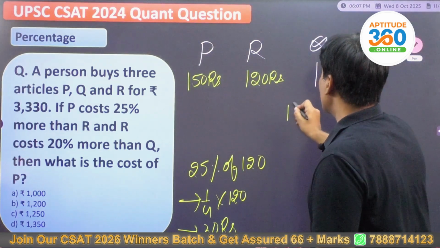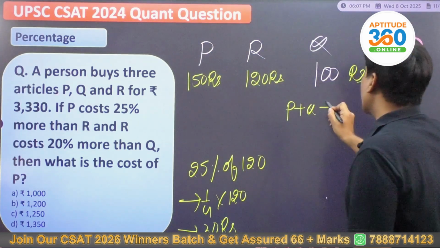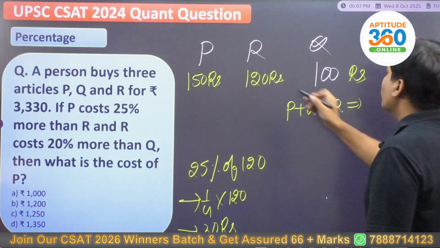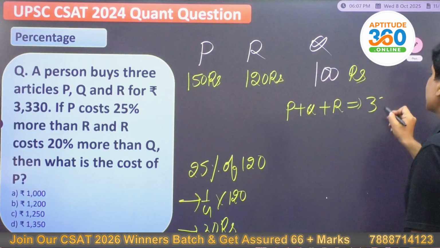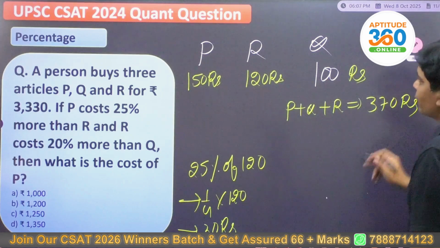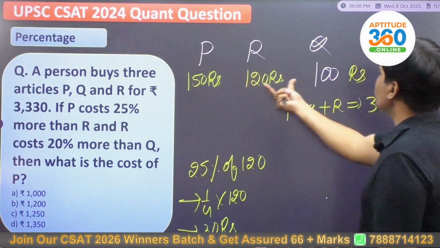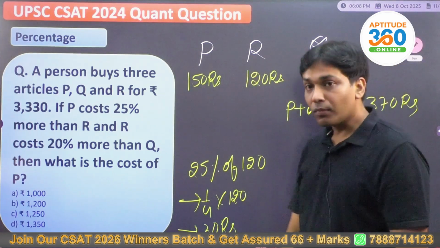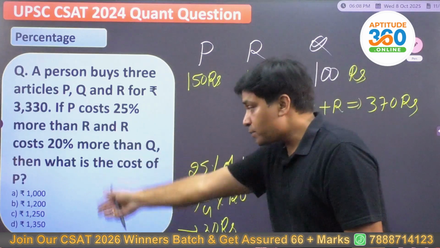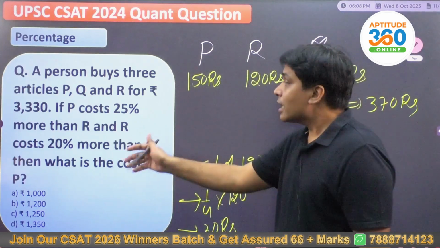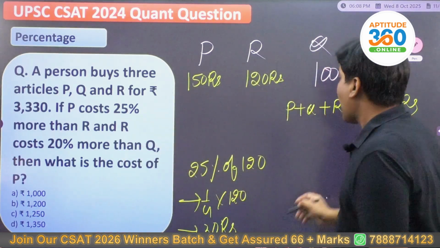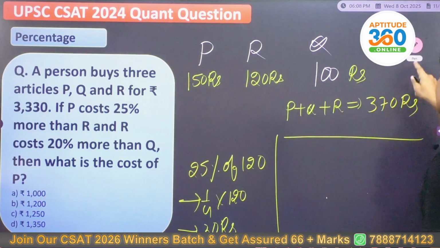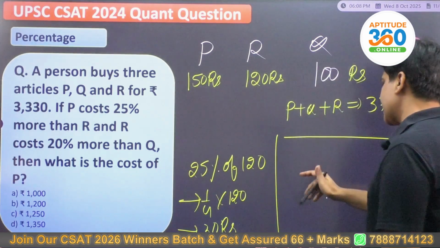So what is going to be the total value of P and Q and R? It is going to be nothing but 370 rupees, isn't it? If you add 150 and then 120 and then 100. Now, but options are different because this entire value is different. And this is what we have done in childhood. We have done it very extensively.